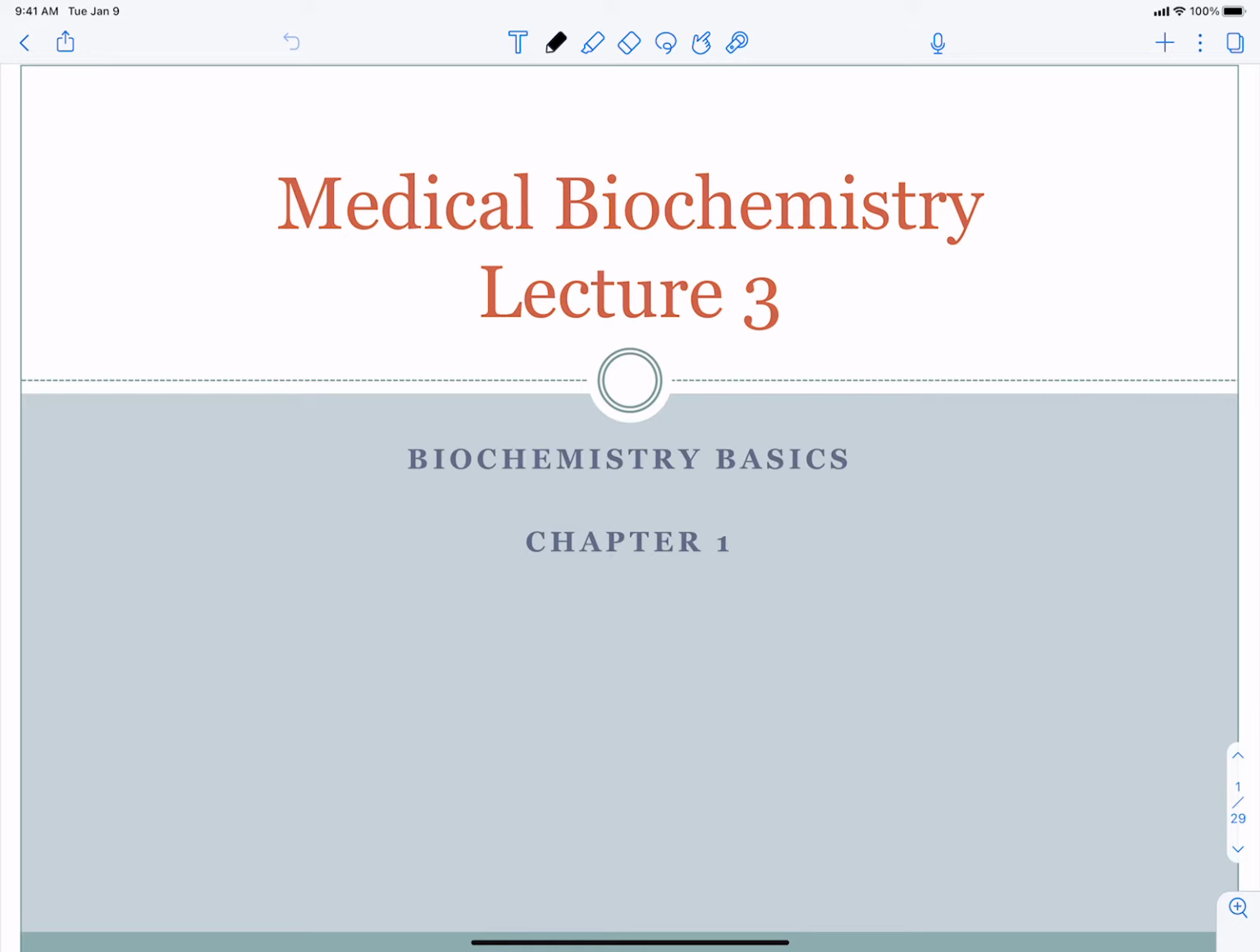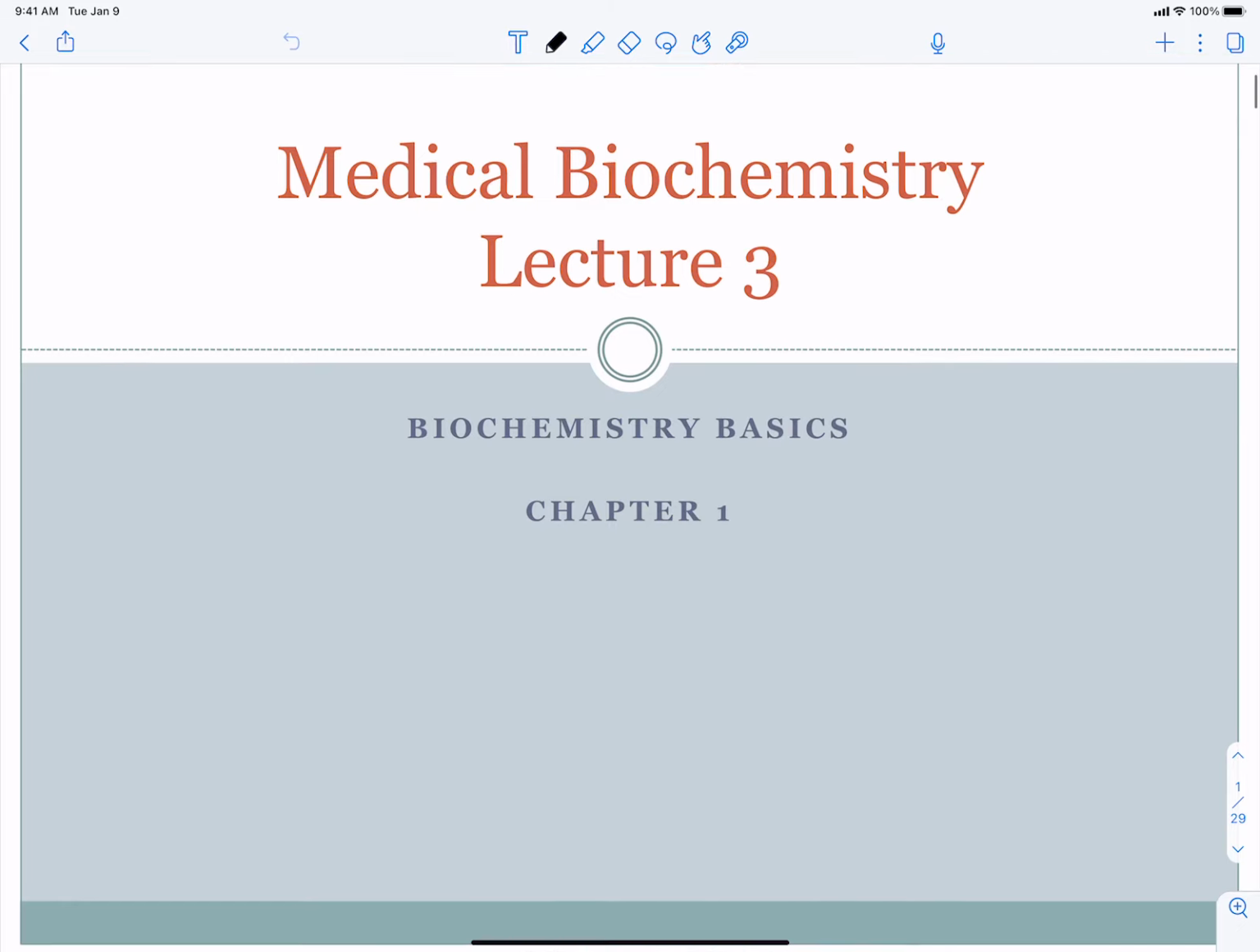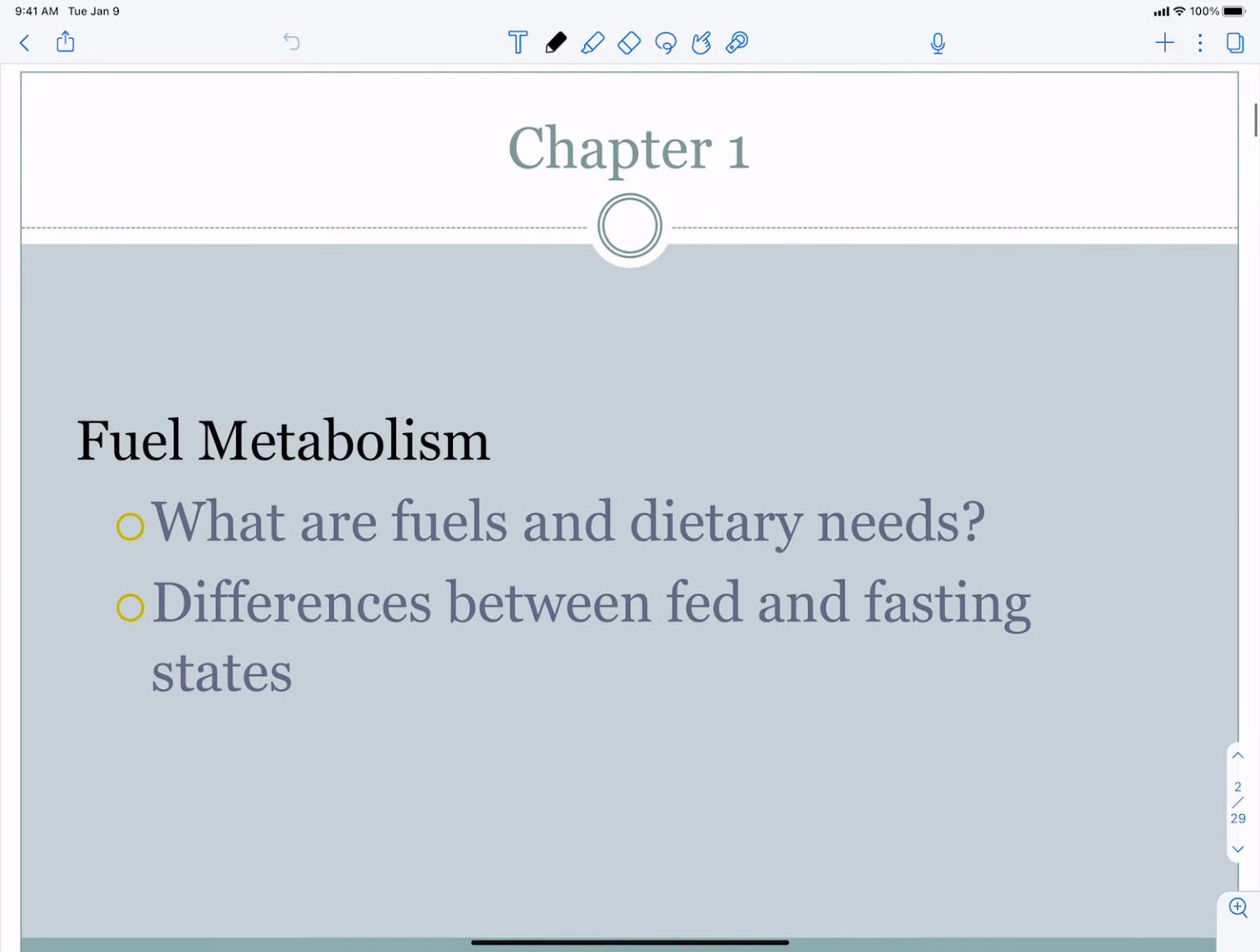Okay, so now we're going to start talking about just basics of biochemistry. The first few chapters of Marks' Medical Biochemistry are involved in just very general overviews of fuel metabolism. So, what are the fuels? What does your body really need? What is the difference between fed and fasting states? What does that mean at the level of biochemistry?